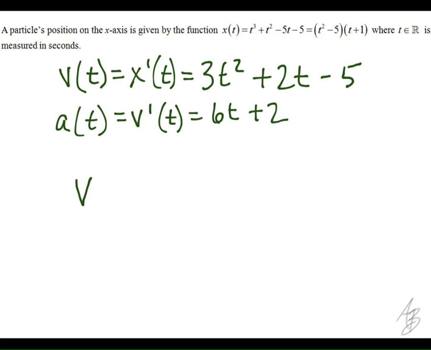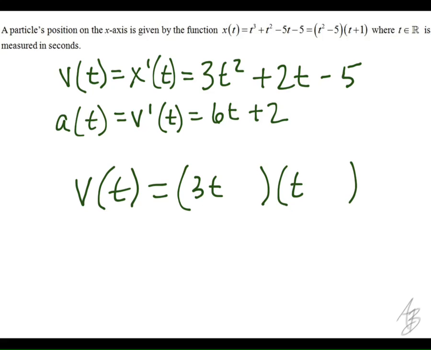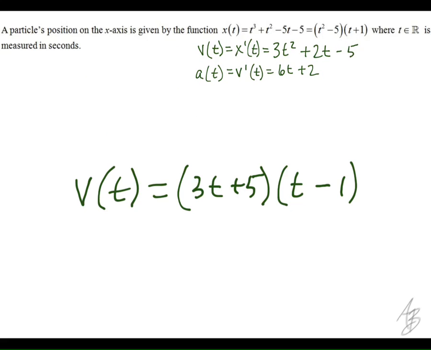So the velocity function is going to be equal to 3t plus 5 times t minus 1. And that's going to be very useful for us later in the problem when we want to figure out when each of these is equal to 0. So let me get some of this stuff out of the way here.